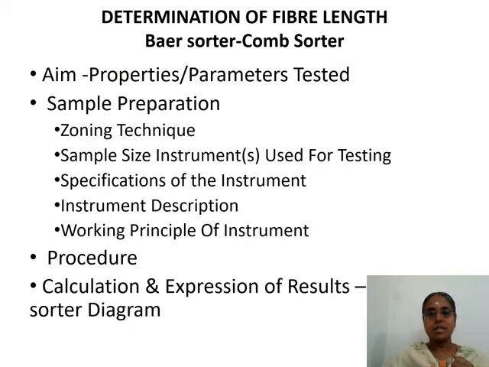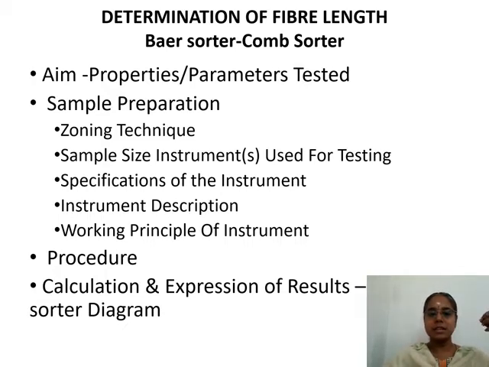Next is determination of fiber length by Baer sorter or comb sorter. For any experiment, as you have already seen in the standards, there will be a scope and definitions for the terms and other things. All those things have to be understood properly before doing the experiment. So we'll see the aim, how to prepare samples, and what the method is. I'm not going to give details of the sample preparation. I will give it in a separate video on what the zoning technique is.